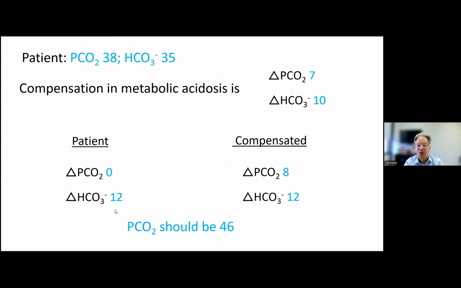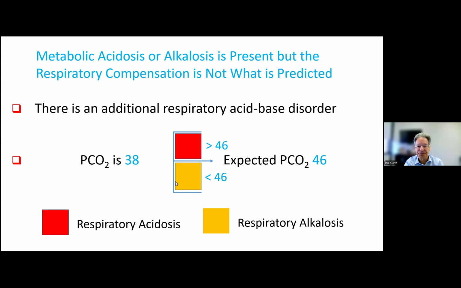But instead, we have a delta PCO2 of 0, excuse me. So the PCO2 here is 38. We would have expected 46. So again, it's the same thinking. We must have an additional respiratory acid-base disorder. Again, everything over 46 is respiratory acidosis. It's above what we expect, not above 40. And everything below 46 is respiratory alkalosis. And that again is confusing for people.